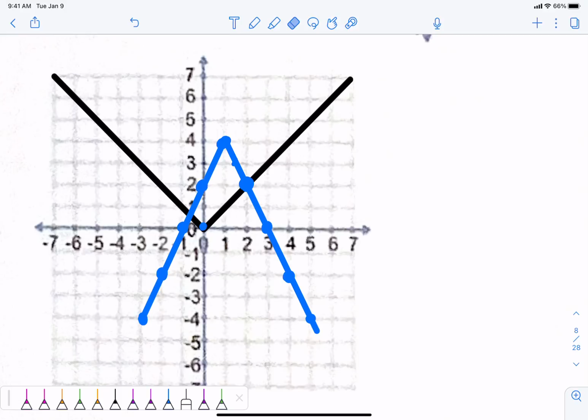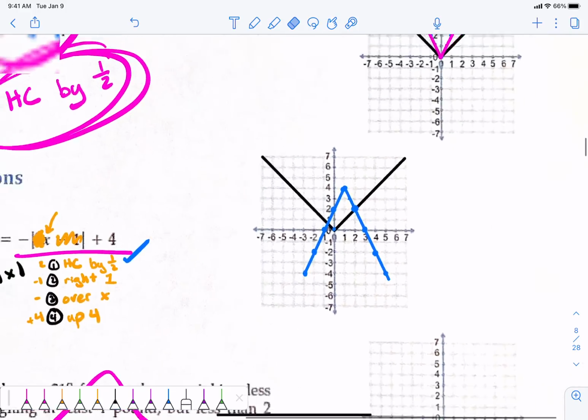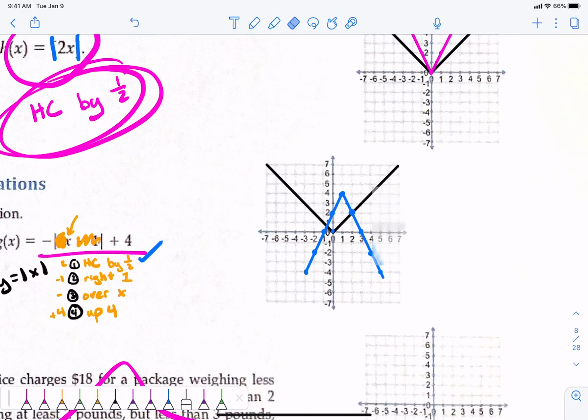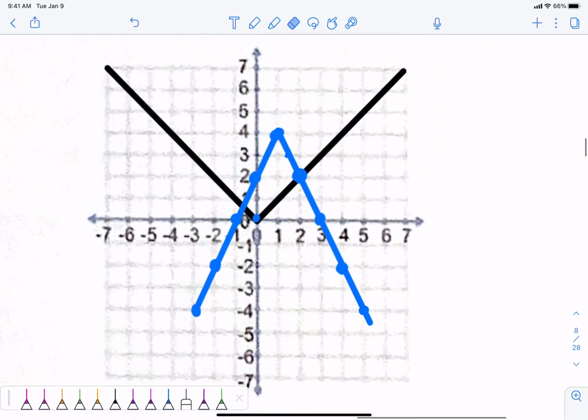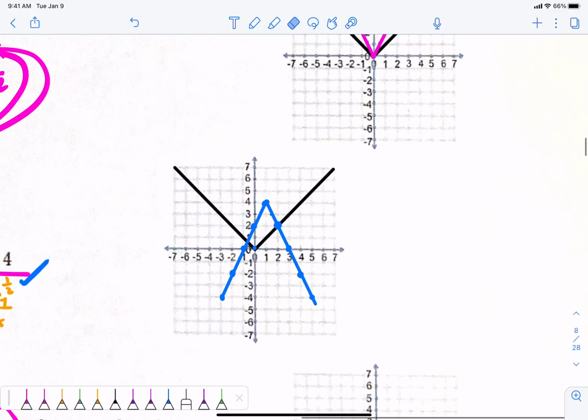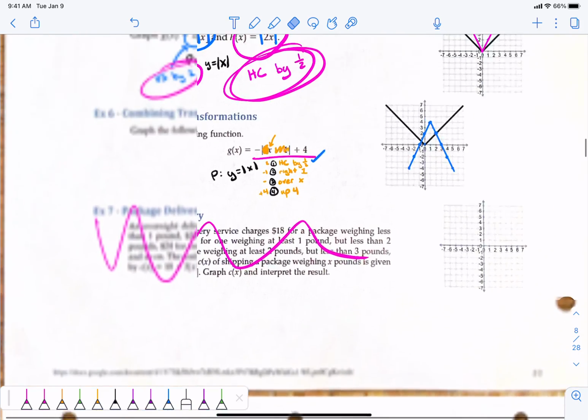Okay, does this make sense? We're going to the right one, up 4, flip down, and half as wide. That's what's happening. To the right one, up 4, flip down, and skinny. That's what it looks like. Good? Happy with that? We'll skip the last one and then that's it, right?